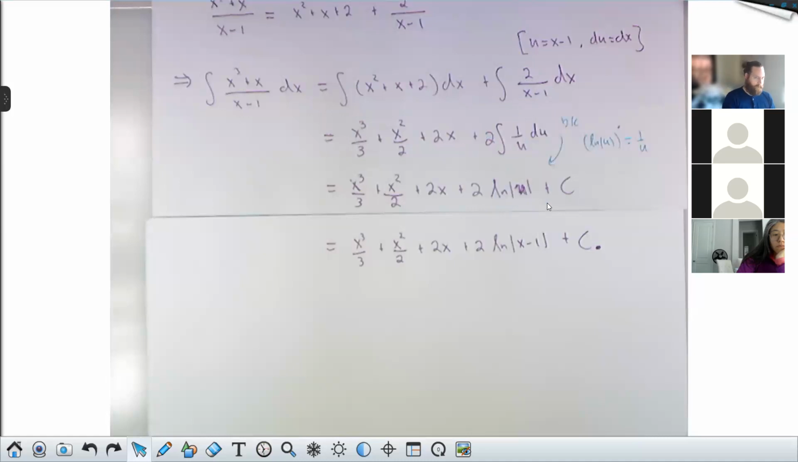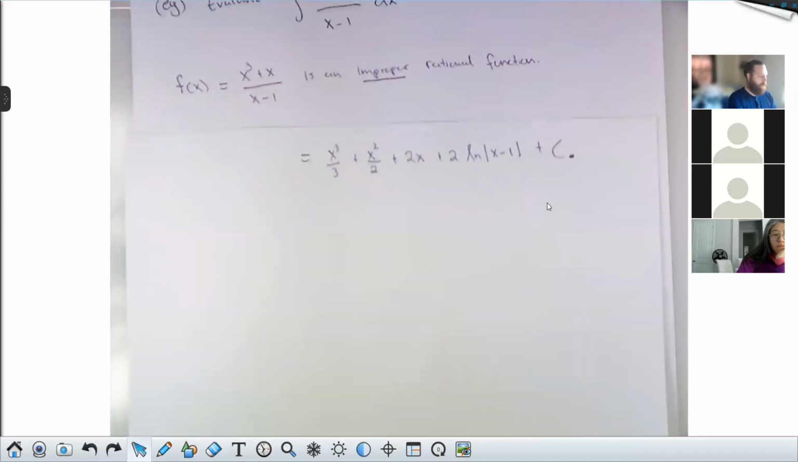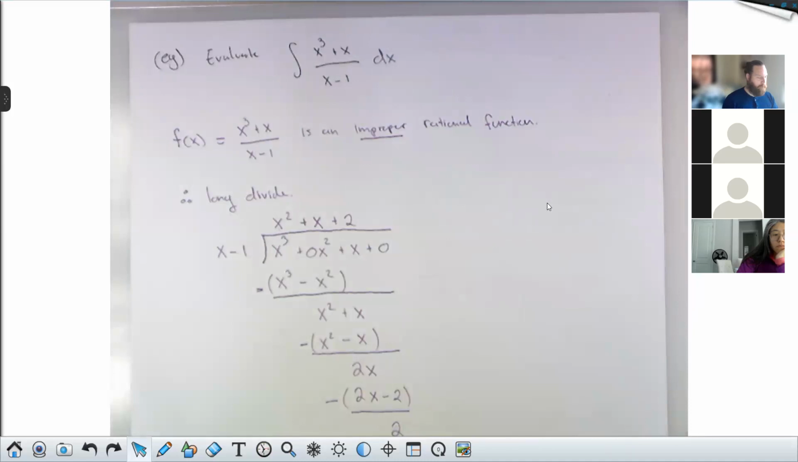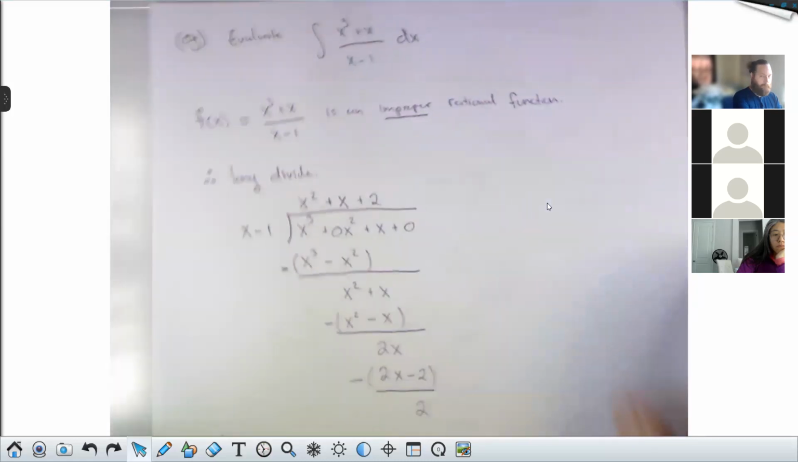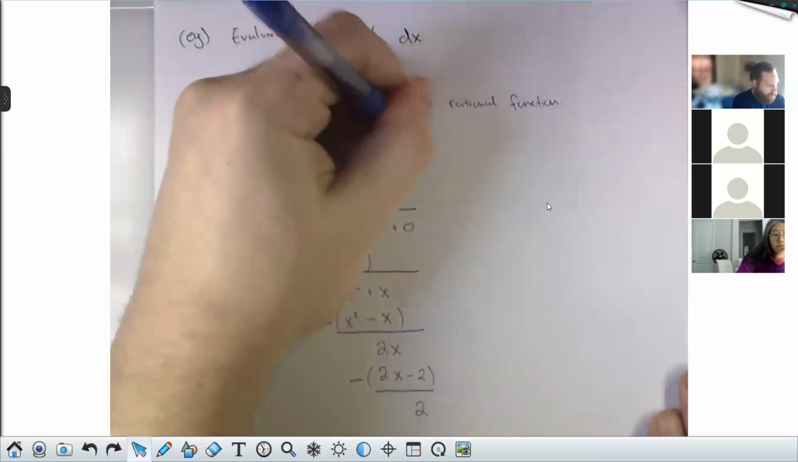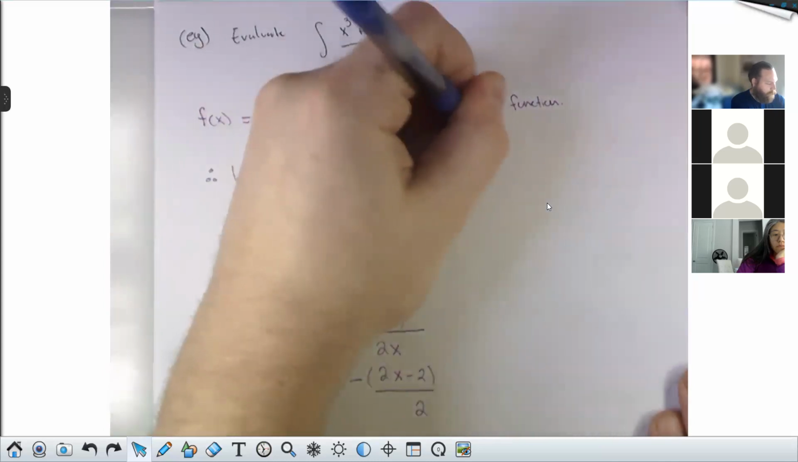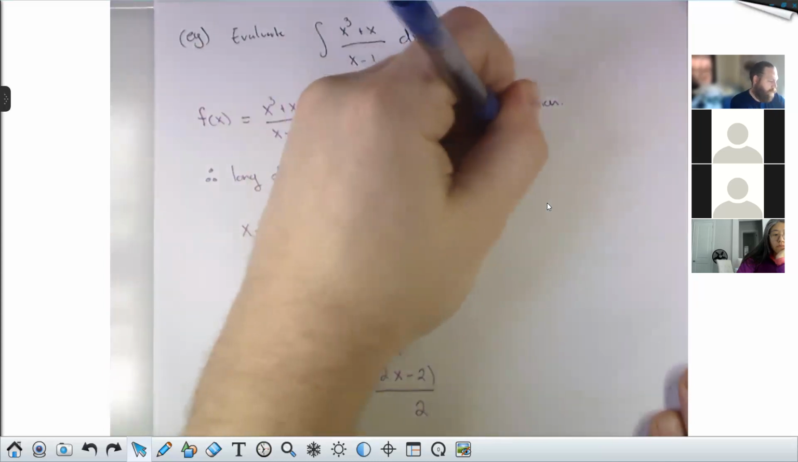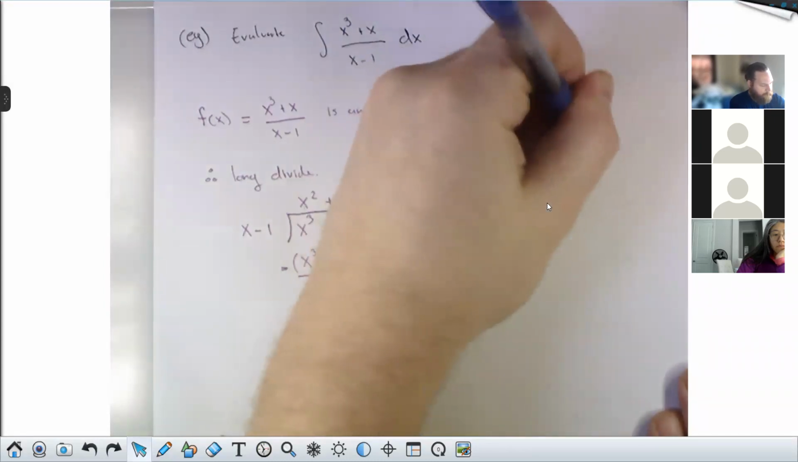And then the other question was, can we remind ourselves why we had to do long division? It was because this was an improper rational function. So anytime you have an improper rational function, you must do long division. Improper means that the degree of the top is greater than or equal to the degree of the bottom.